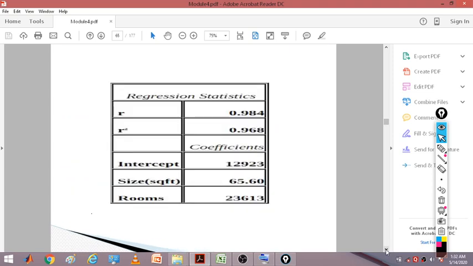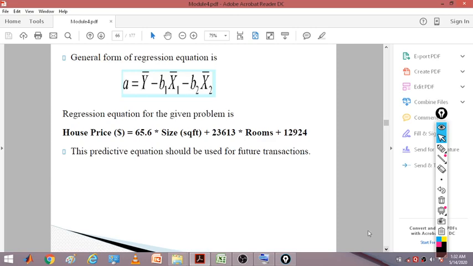Now, running the regression model for the above table, we have got the parameters: R is 0.984, R square is 0.968, and you have got the intercept, the square feet size, which is the slope for that, and for the rooms, since it is three-dimensional, one more value. Taking these values, now the general form of the regression equation: previously it was y bar minus mx.